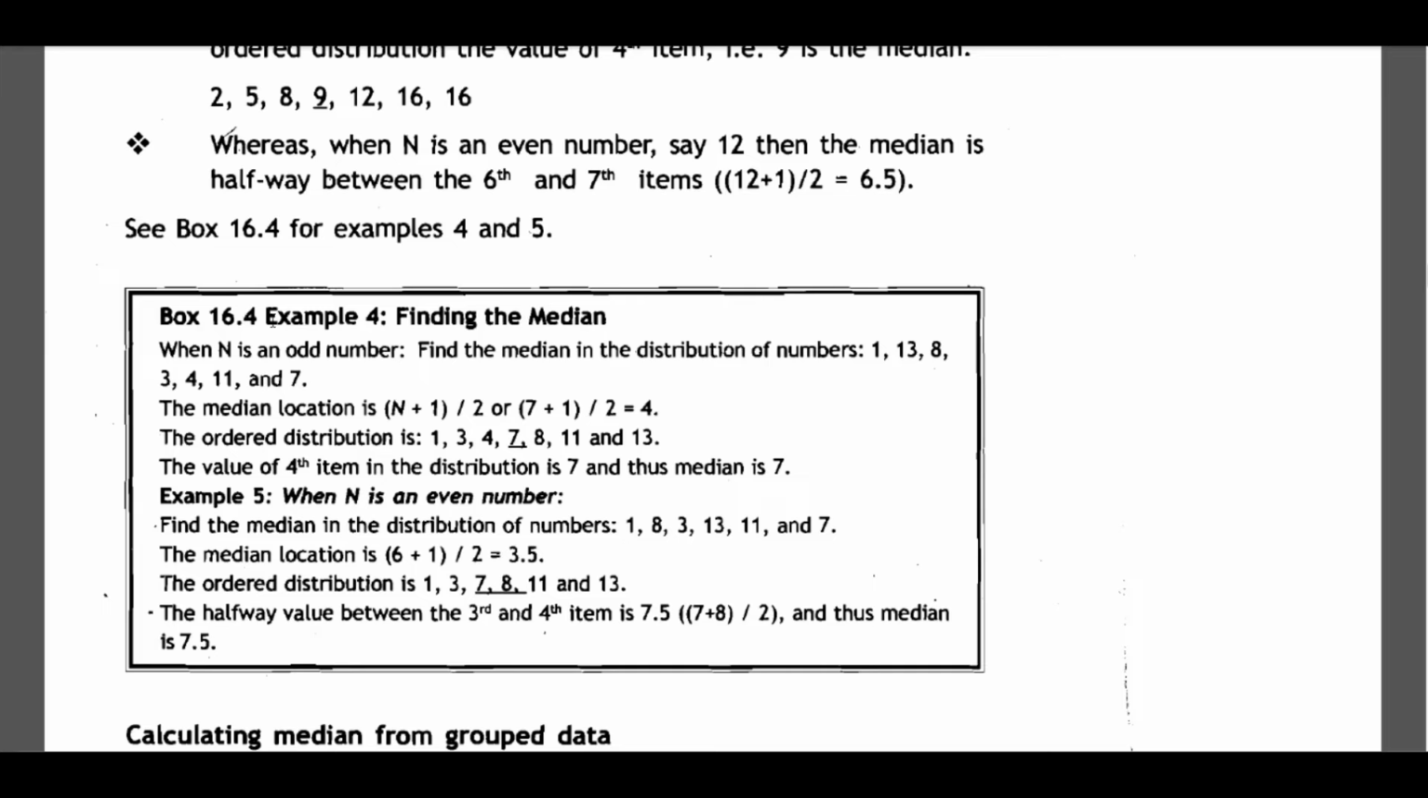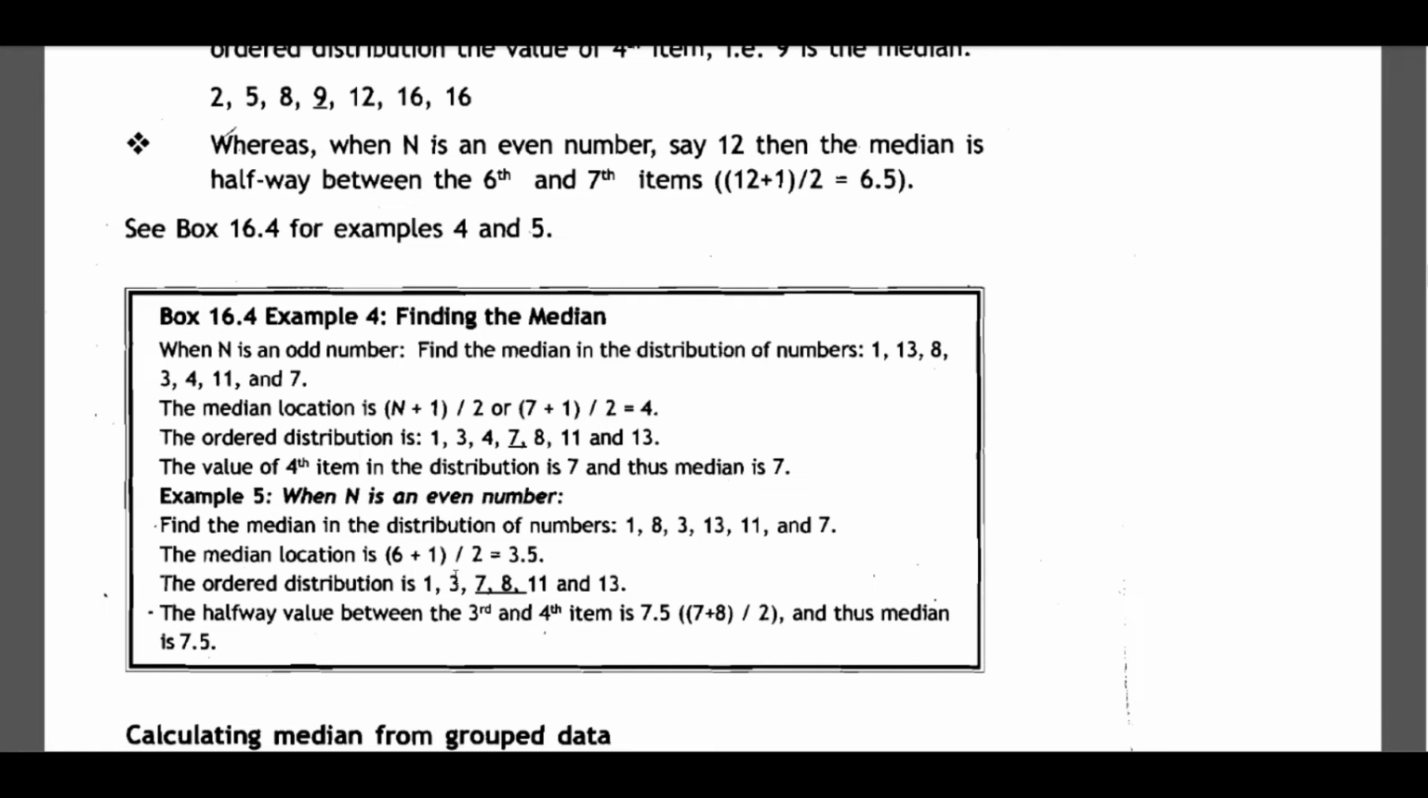Here are examples for finding the median. Where n is an odd number, we take n plus 1 divided by 2. For 7 items, 7 plus 1 divided by 2 is 4, so we get the fourth number as the median. Here 7 is the median.